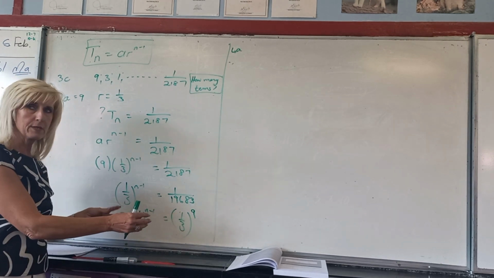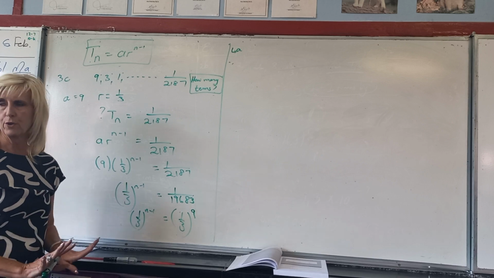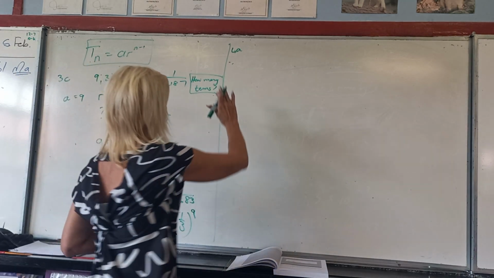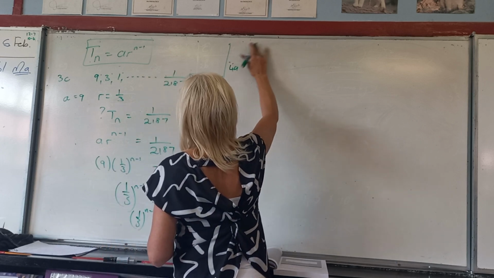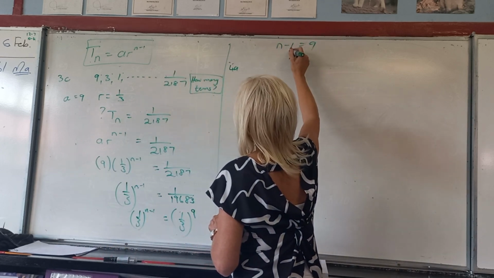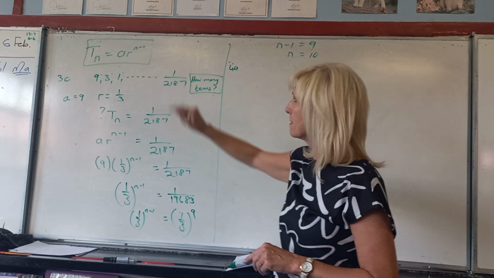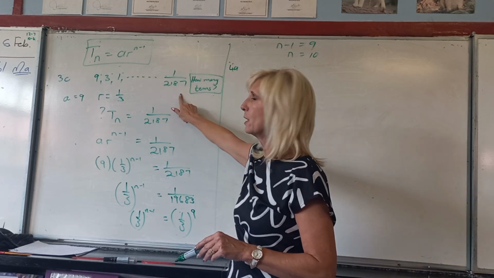But my bases are the same, whether they're 3 or a third. Both of them are the same. So I'm making the deduction that n minus 1 is equal to, and n is equal to. So that means the 10th term would have been 1, 2, 8, 7.